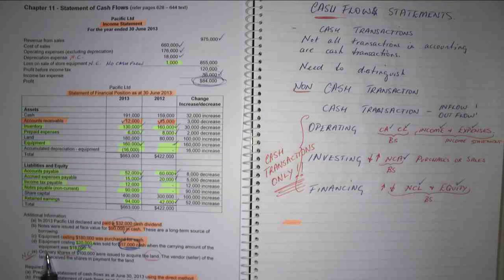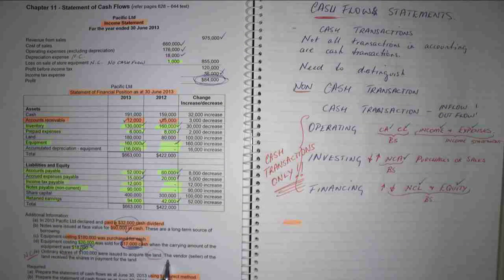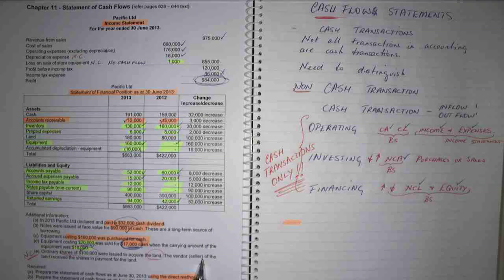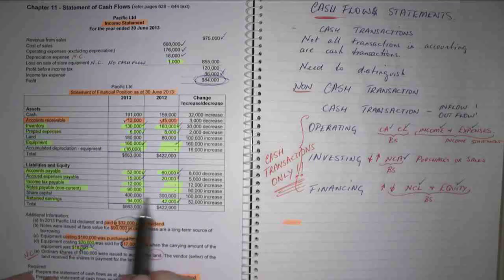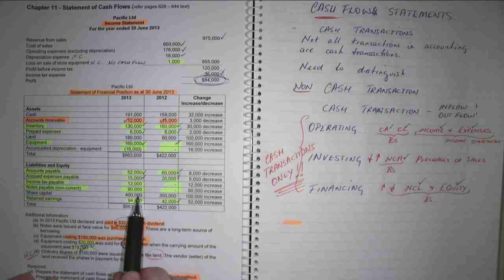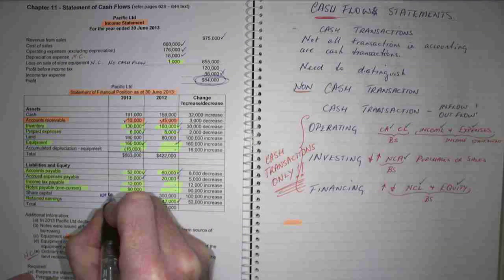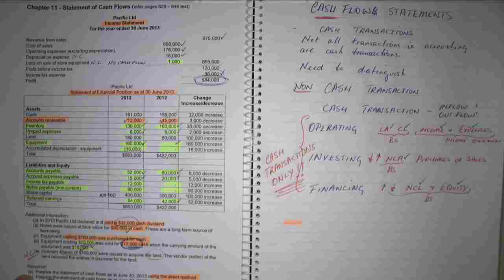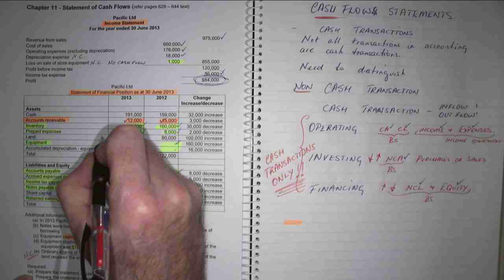And what we've got down the bottom here is it says ordinary shares of 100,000 were issued to acquire land. The vendor of the land receives shares in payment for the land. So if I look here, it looks like they've issued $100,000 worth of shares. Okay, so there's 100,000 movement, and that should match to my movements in my land. There's my movement in my land. So there's 100,000.